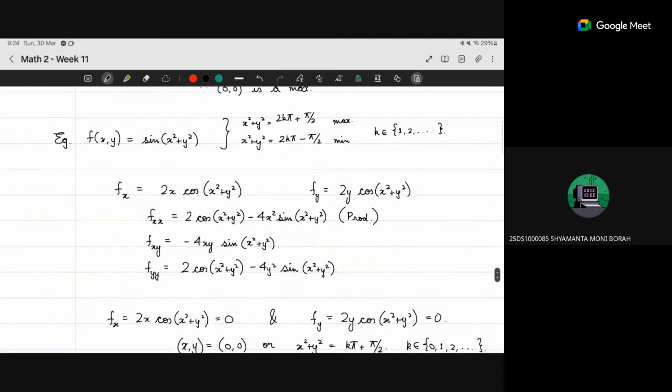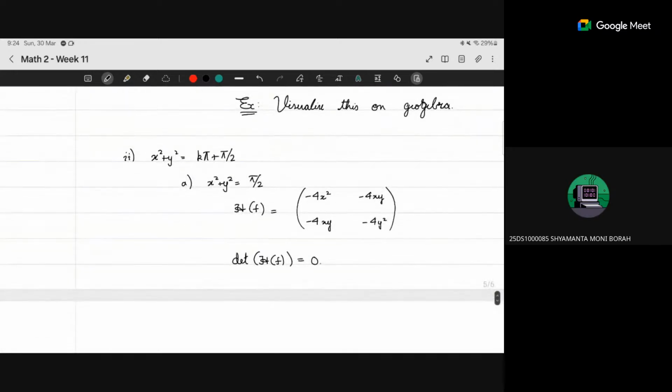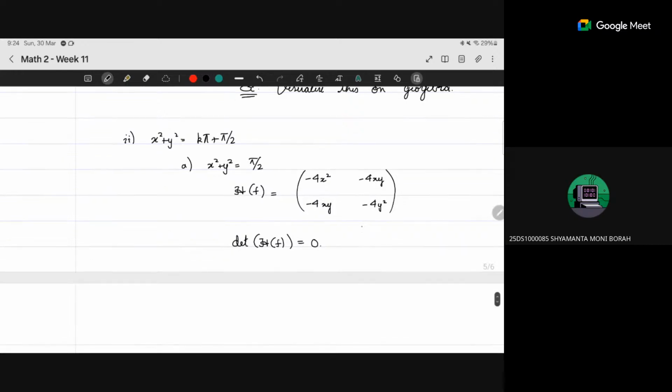If I put x square plus y square equal to pi by 2, I'll get sine of pi by 2, which is 1. The sine function cannot go beyond that anyway. So in this case the Hessian test does not conclude, but actually this is a local maximum. So this is what I was saying, that you can have points of maximum where the Hessian test fails or is inconclusive. Both are the same thing.